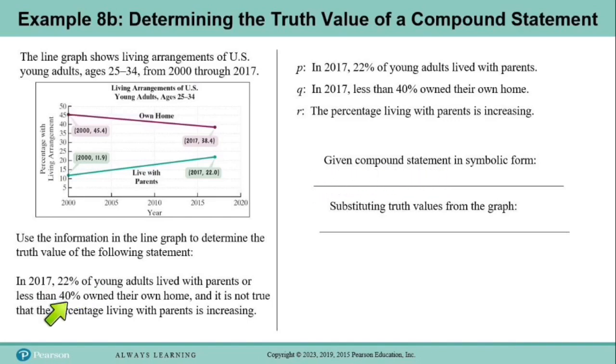So let's label our component statements first. Statement P would be, in 2017, 22% of young adults lived with parents. So that's the first statement, so I just labeled it P. And then the next part says less than 40% owned their own home. But when? That can only be determined to be true or false if we know when. Well, that's why we have to understand that the in 2017 applies to both parts. So statement P was, in 2017, 22% of young adults lived with parents. And then statement Q can be, in 2017, less than 40% owned their own home.